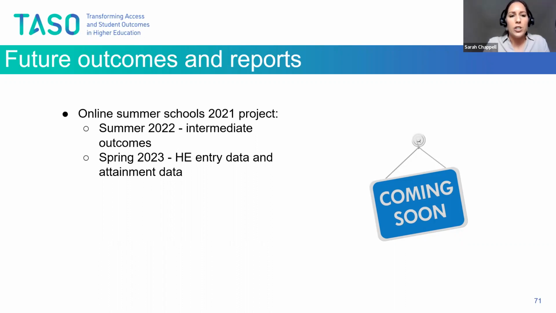But we'll also get our HE entry data next year, so we'll have a final report for our online summer schools next year. And we'll also look at attainment data, because we know that's a key outcome, particularly for pre-16 students, where it's so far until they're able to apply to HE. So at this point, we can at least look at their attainment data and their GCSE grades.